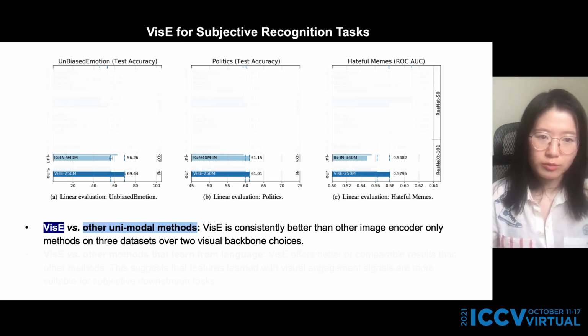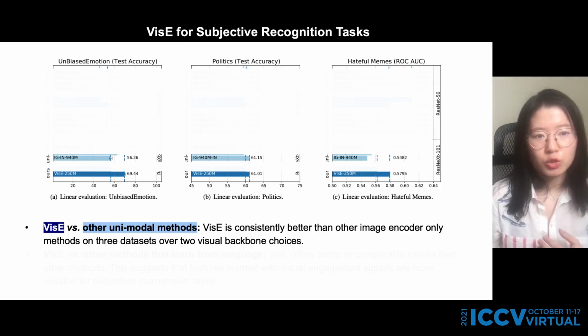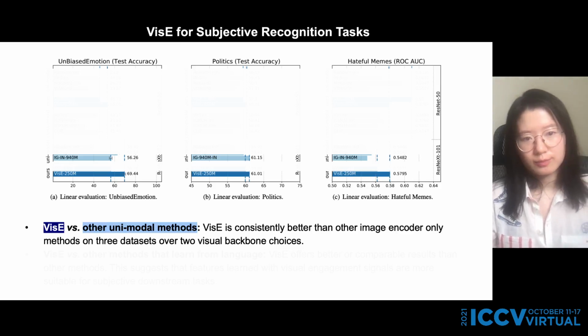Using 250 million data, VICE is able to outperform another pre-training method which was trained with 940 million data, which is substantially larger than ours.